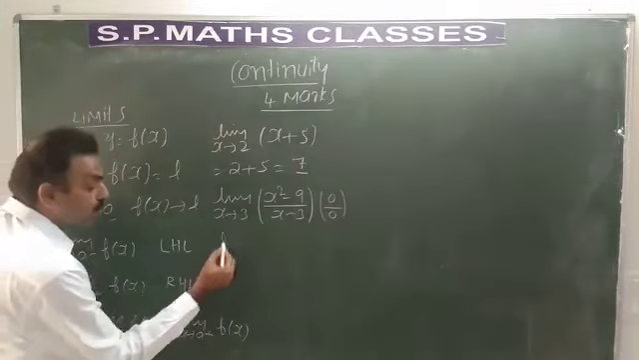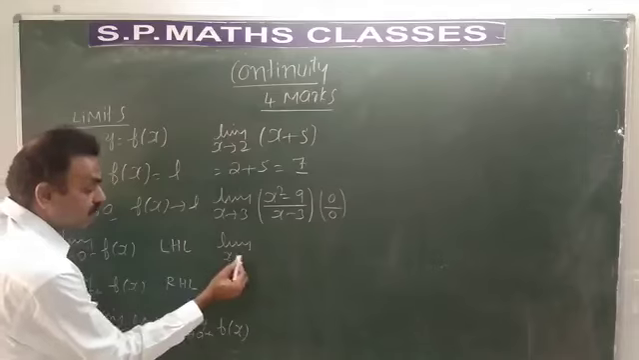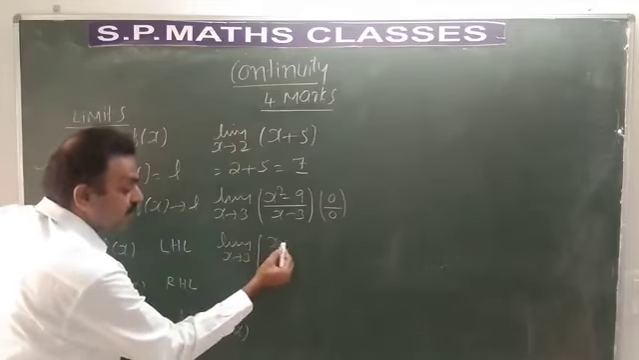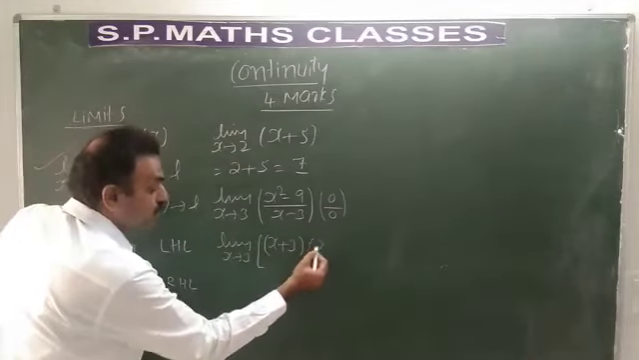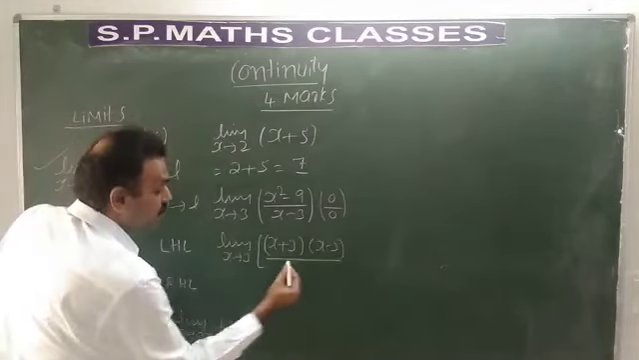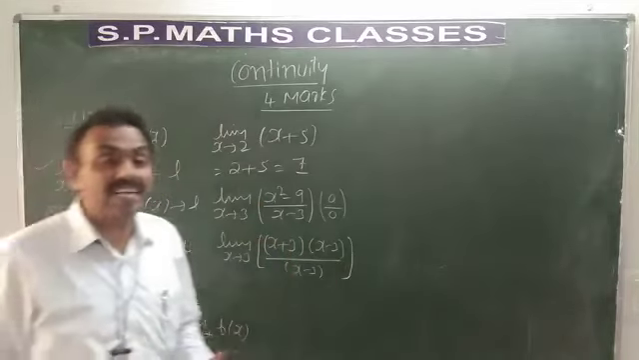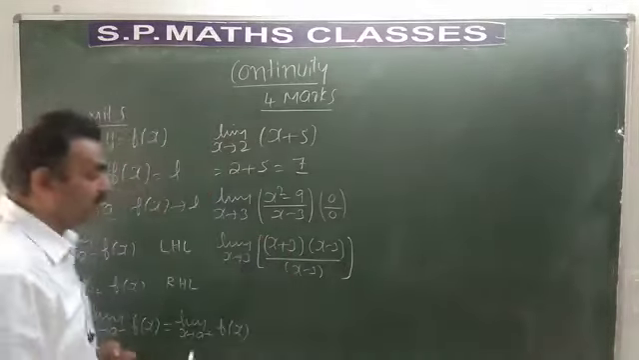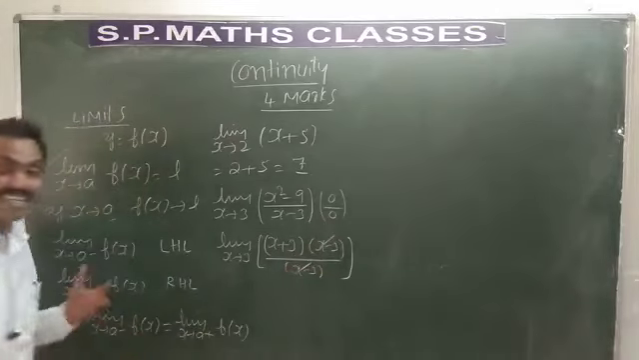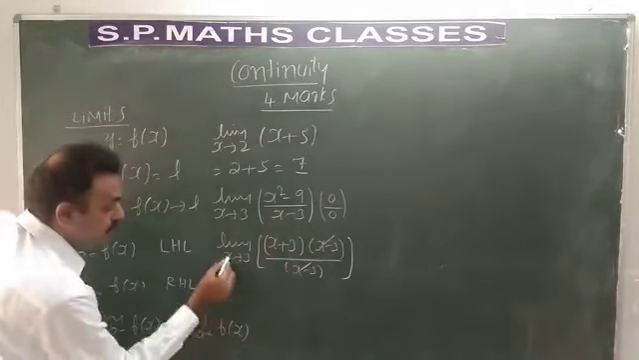So how are we going to evaluate this limit as x tends to 3? I write it as x plus 3 into x minus 3 divided by x minus 3. What I have done here? I have written x squared minus 9 as x plus 3 into x minus 3. So x minus 3 gets cancelled. Now substitute the limits.